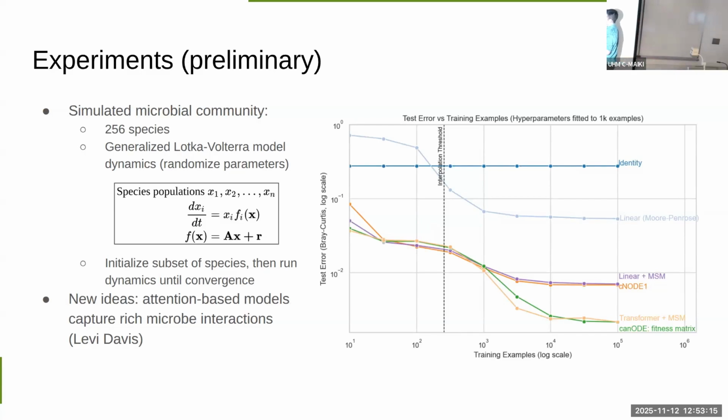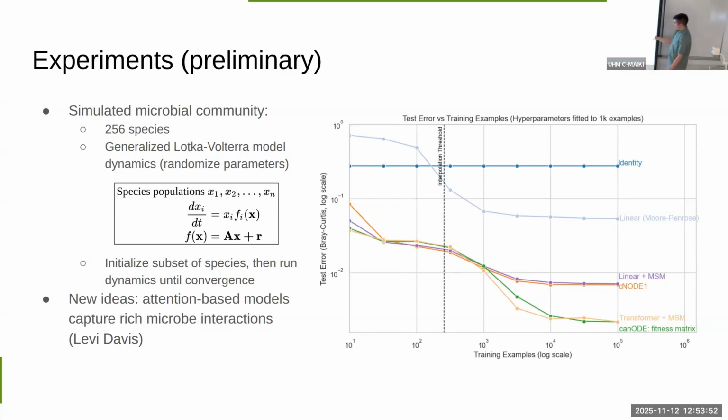So I think this is my last slide. This is some preliminary results that I've been doing with a master's student, Levi Davis. We have 256 species. We generate dynamics from a generalized Lotka-Volterra model with random parameters. And then we randomly sample a subset of the species from this 256. We run the dynamics forward until it converges. That's our observed data that we give to our machine learning models to try and learn these dynamics.